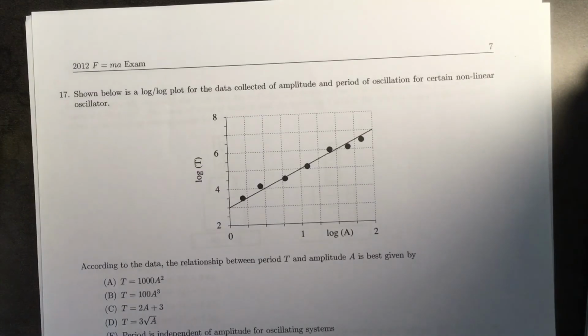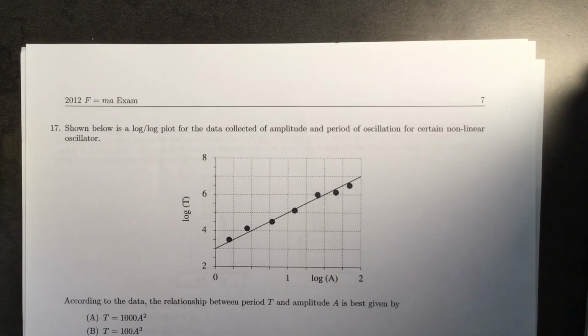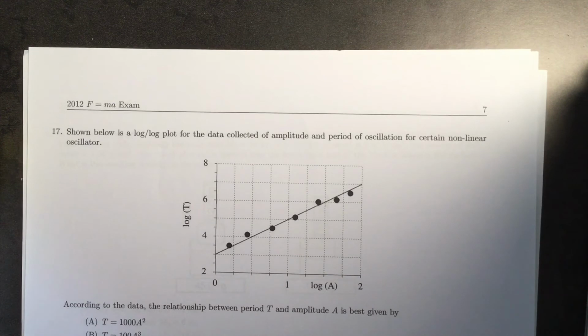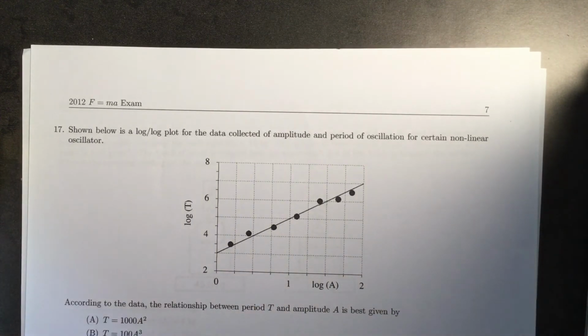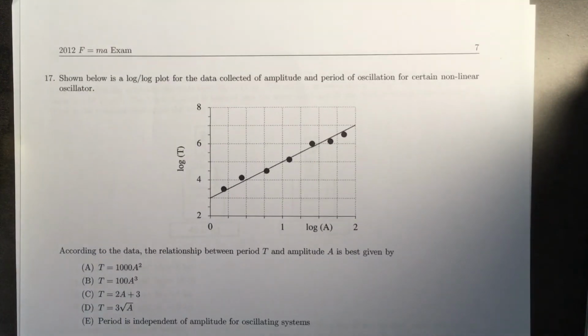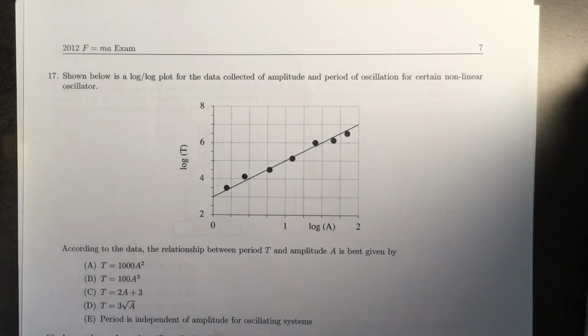Okay, now question number 17. 17 is a data analysis question. It's different than physics, but it's actually very important. It's a math question. So first, let's look at a log-log plot of the data collected for amplitude and period of oscillation for a certain nonlinear oscillator. Now, according to the data, the relationship between the period T and the amplitude A is given by which of the options? So first, let's analyze it like a normal function.